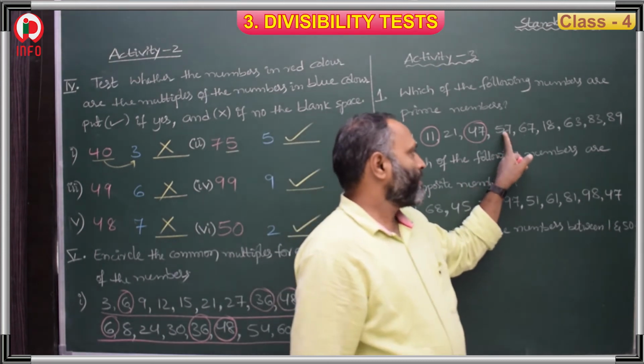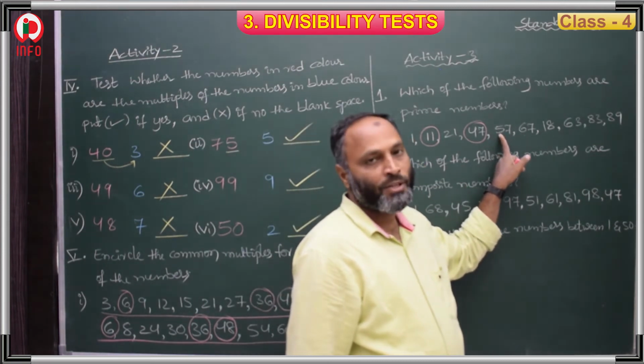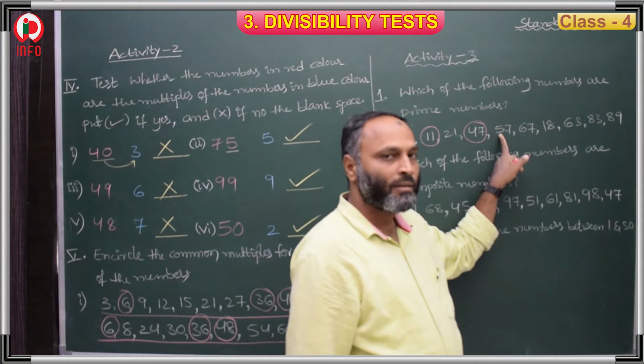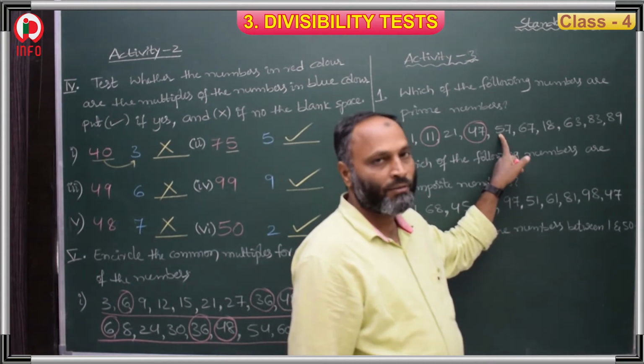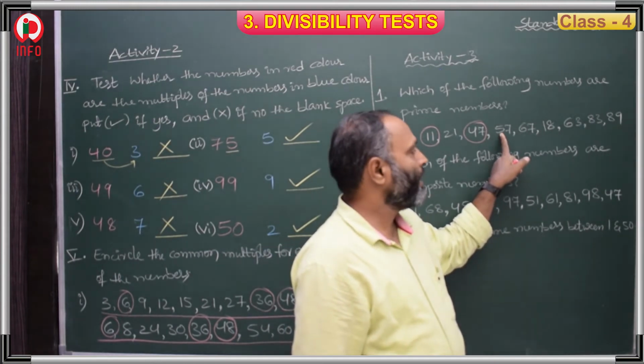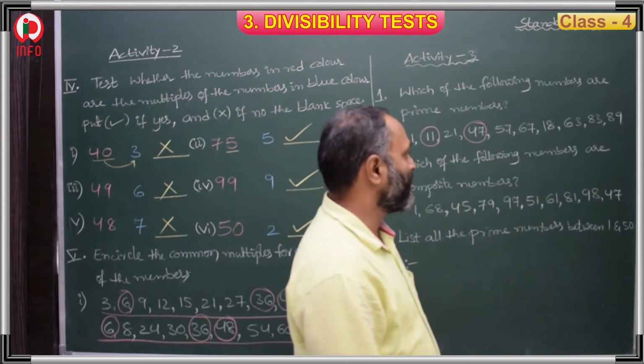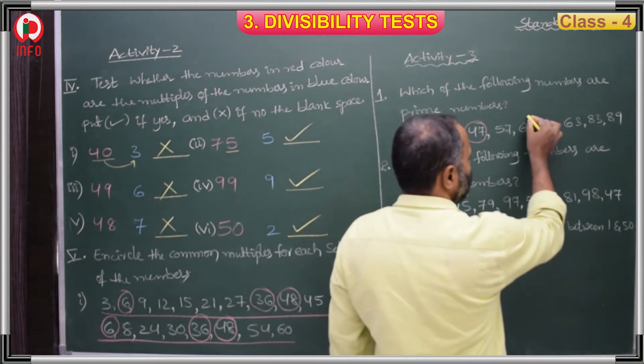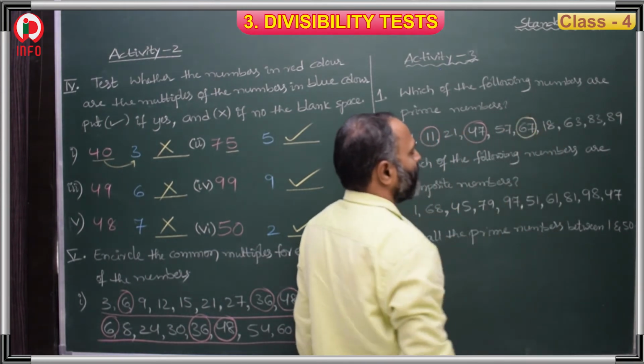7 plus 5, 12. 12 is divisible by 3, so it is not a prime number. But 67 is a prime number.